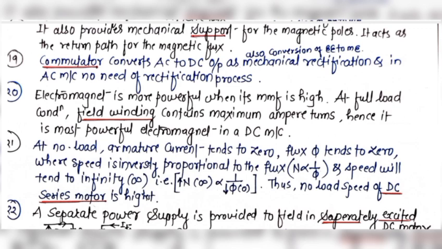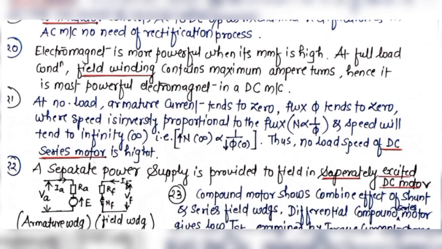At no load, armature current tends to zero. Flux tends to zero, and since speed is inversely proportional to the flux, speed will tend to infinity. Thus, at no load, the speed of a DC series motor is highest.